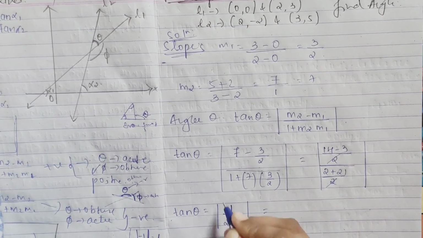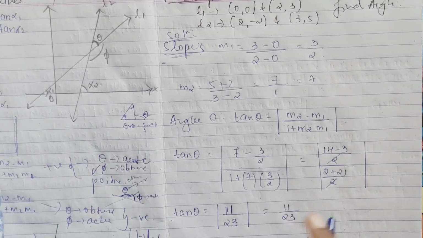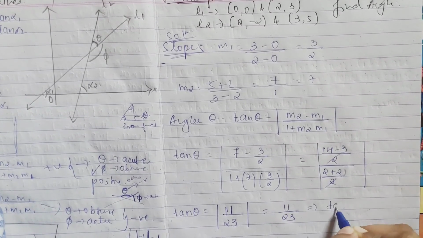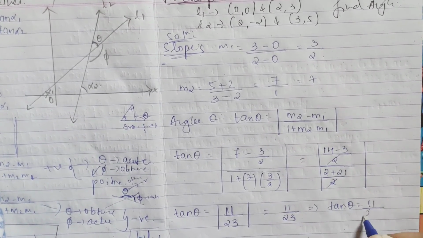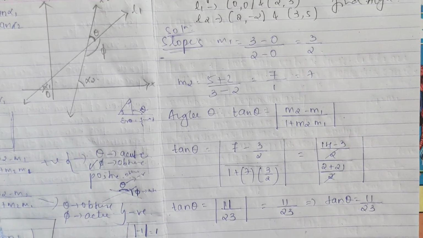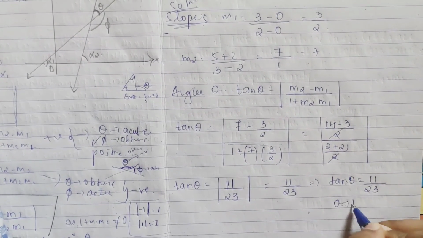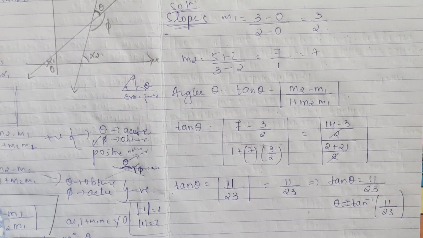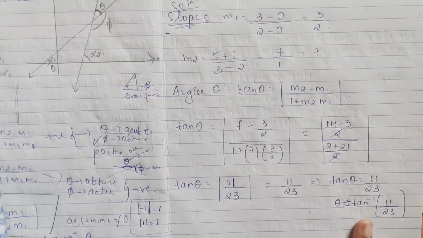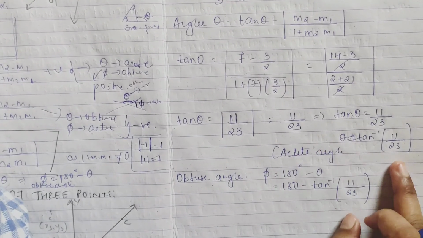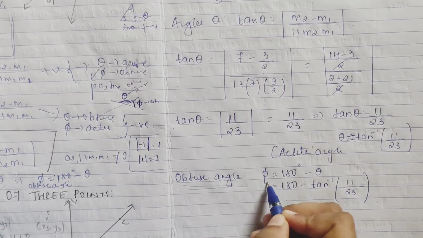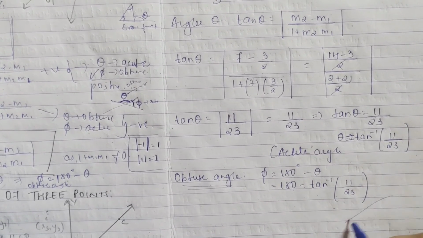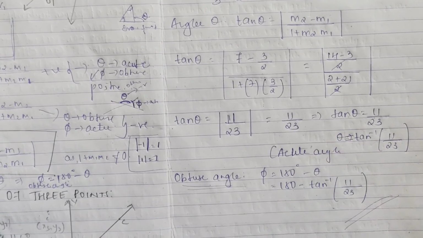So even if it is positive, with the modulus you will get tan theta is equal to 11 by 23. But we want theta, and theta is given as tan inverse 11 by 23. So this theta we have got is your acute angle, right? The same, your obtuse angle will be what? Phi is equal to 180 minus theta. So 180 minus theta, where you have got theta as tan inverse 11 by 23. Understood how you have to find the angles?